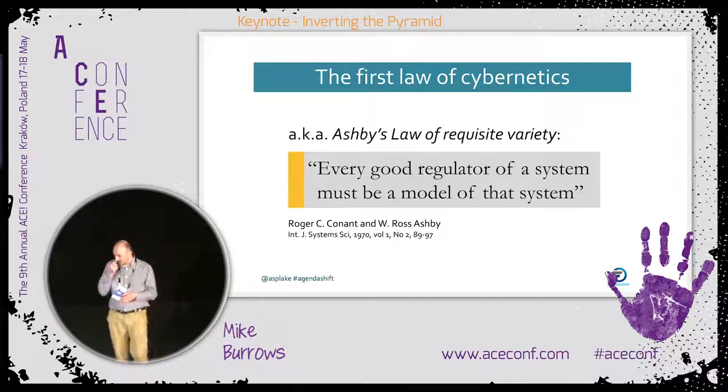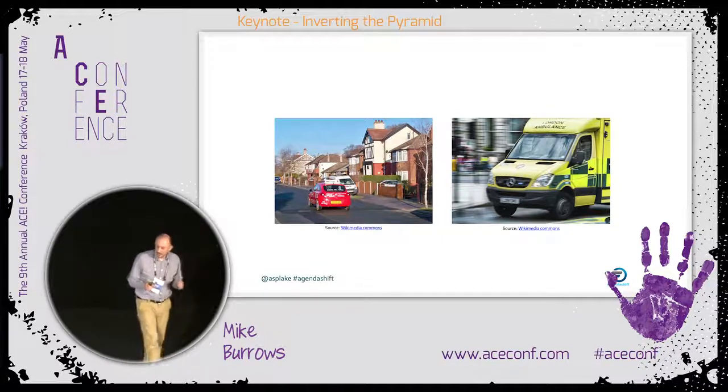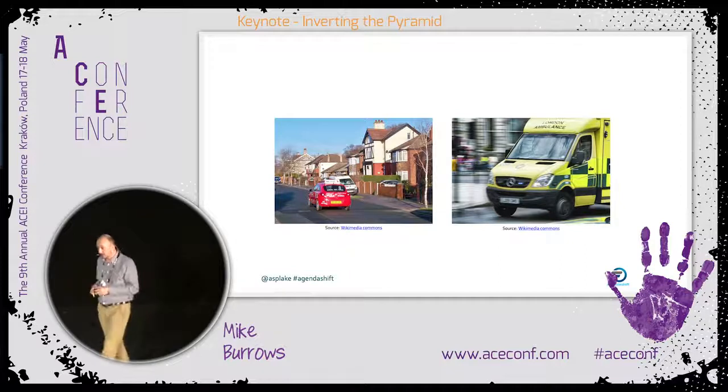So what does that actually mean? We'll use a real-world example for this. Two types of drivers here: the learner driver, white knuckles clutching the steering wheel, and the paramedic driving through the streets of London. It's a busy city.